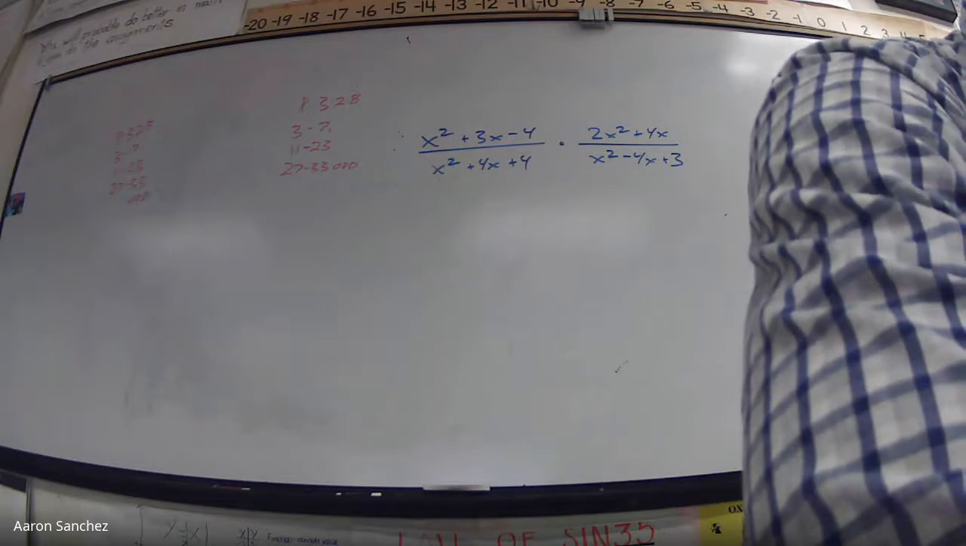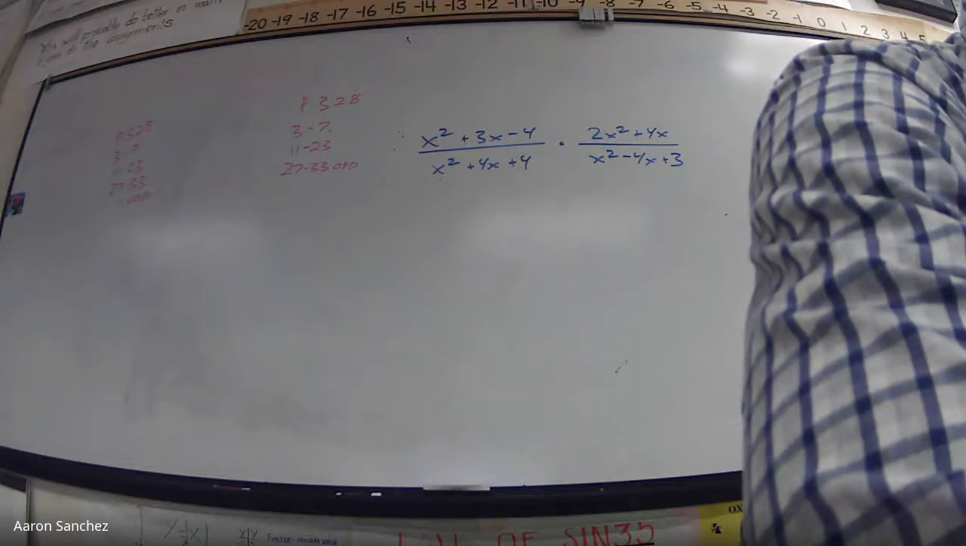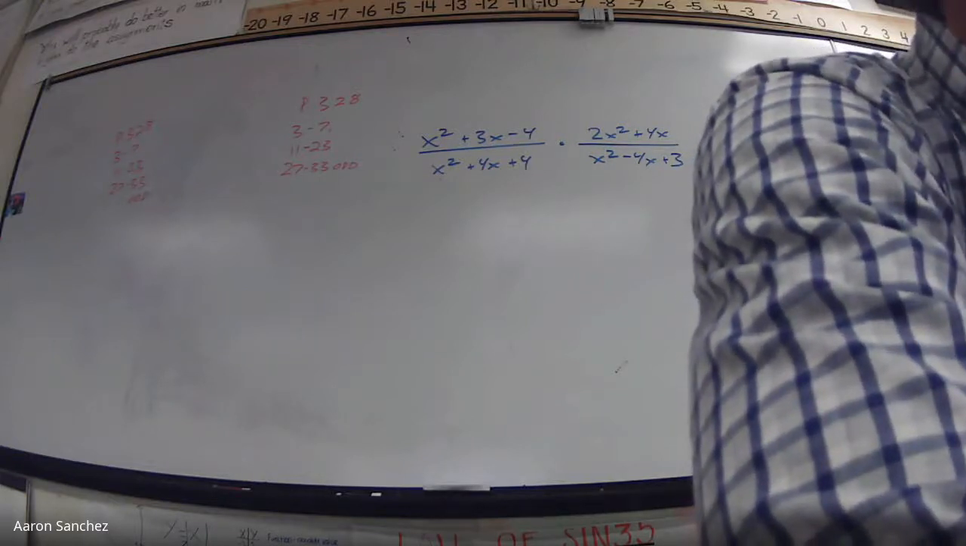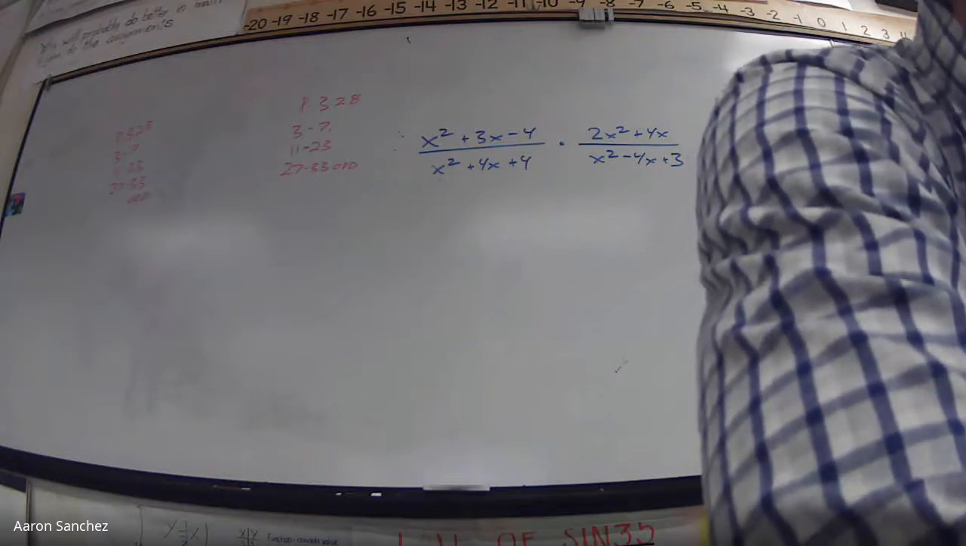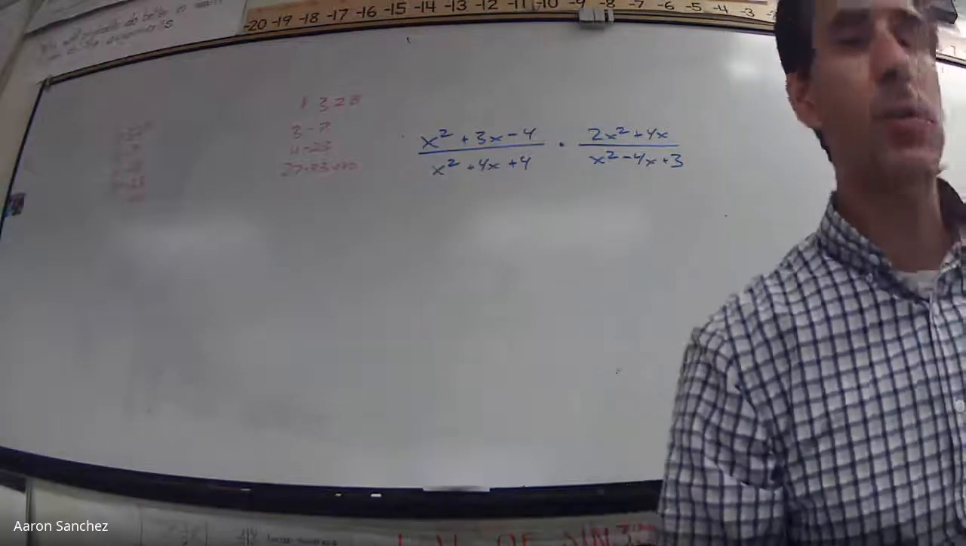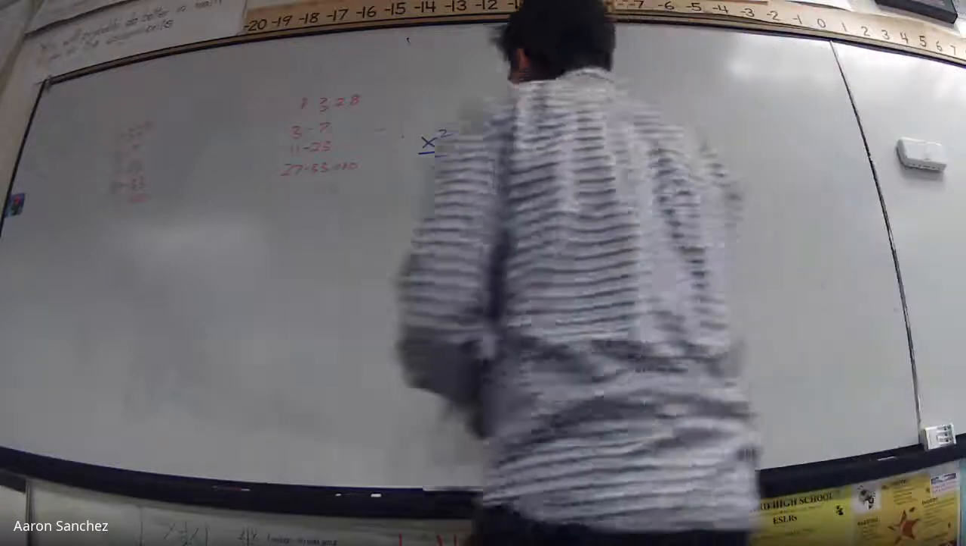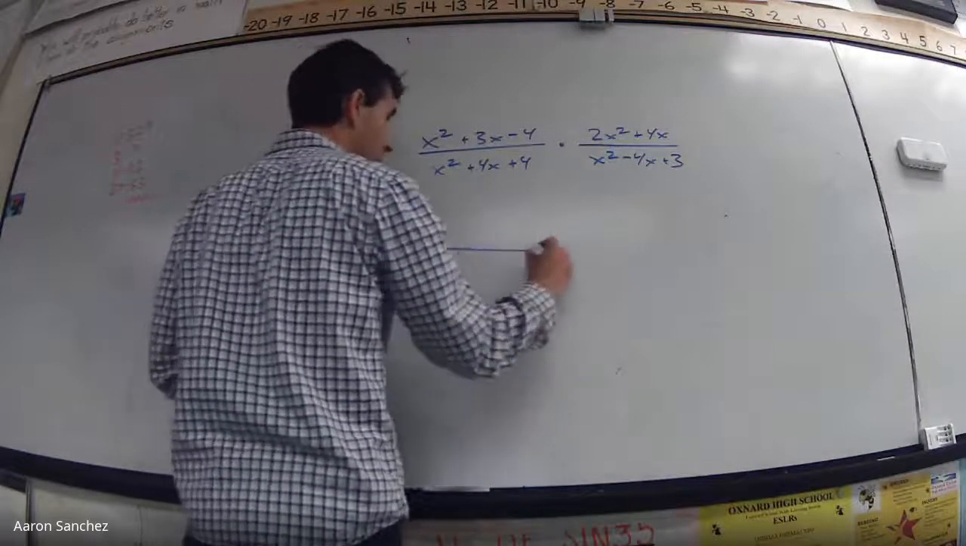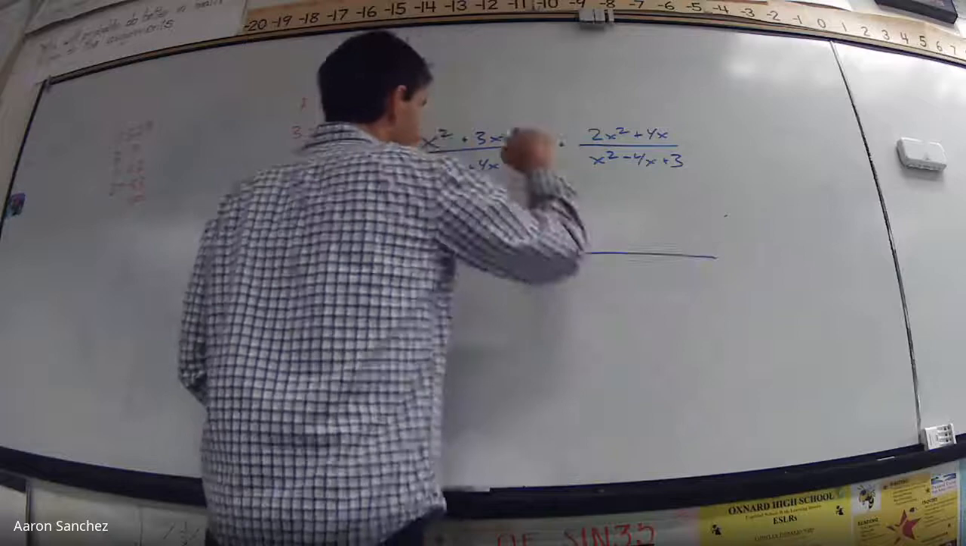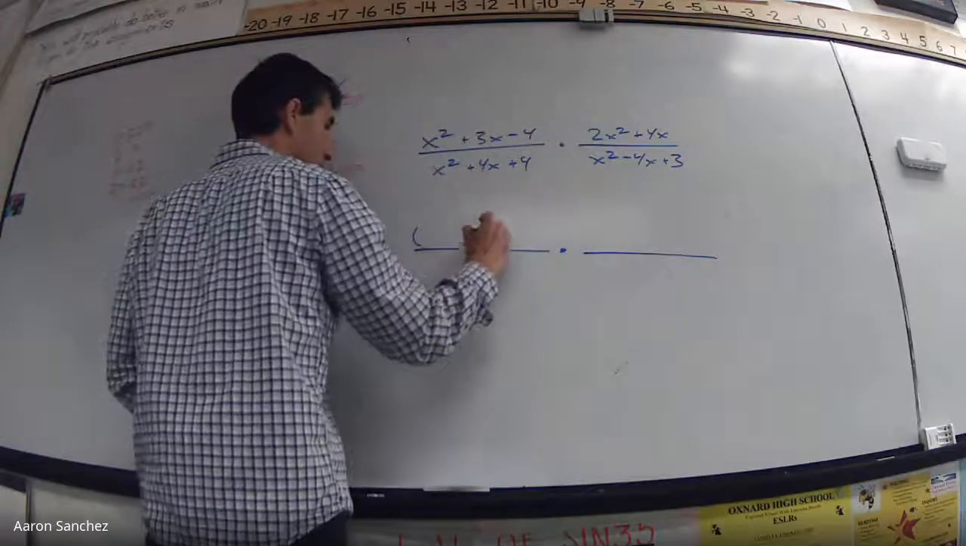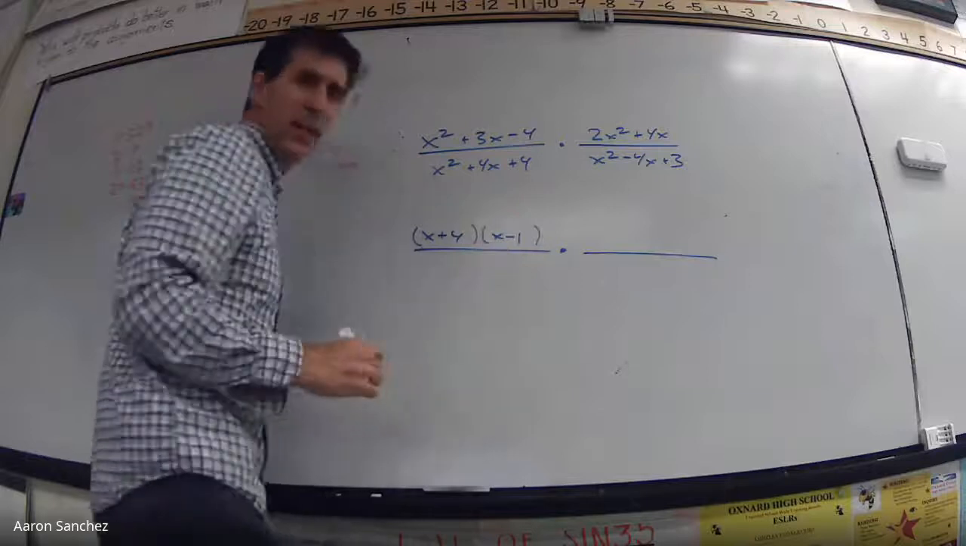All right. Angel Rojas, you need more time? No. You good? Okay. All right, we're going to start with Angel Rojas's. Hang on, let me get set up here, Angel. All right, Angel, what's this one in the numerator? X plus 4, okay, and x minus 1. Very good.